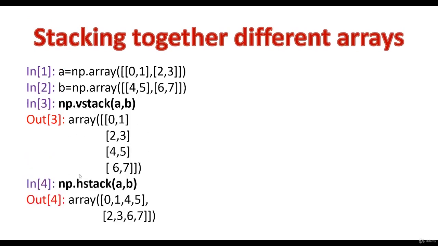Now hstack stands for horizontal stacking. So column wise the first 2 arrays are added. So this is equivalent to R's cbind command, column bind command.